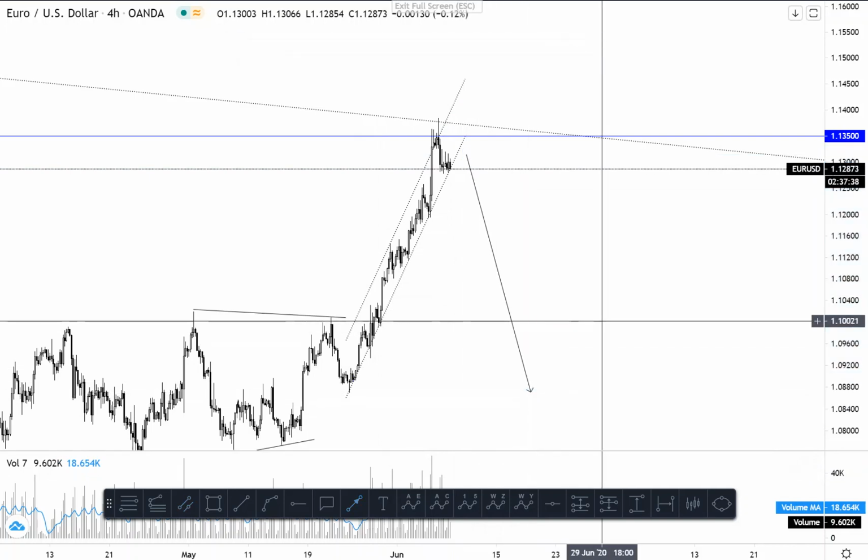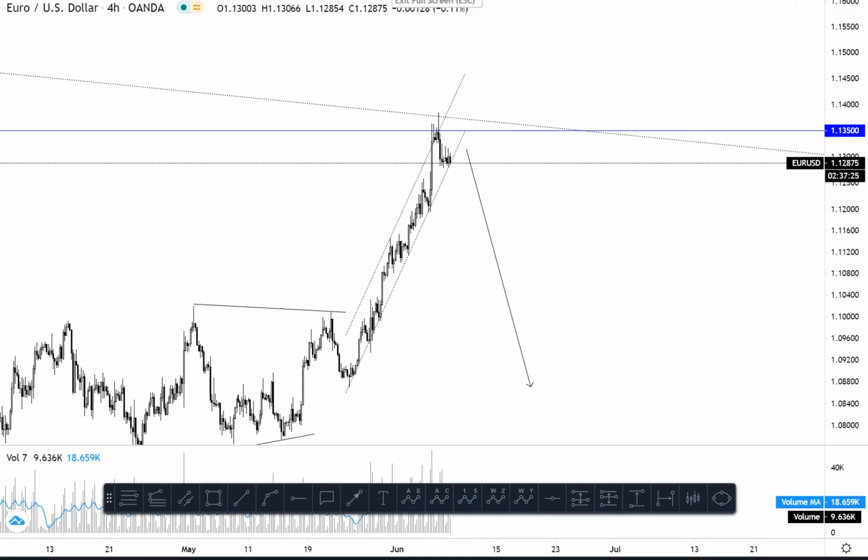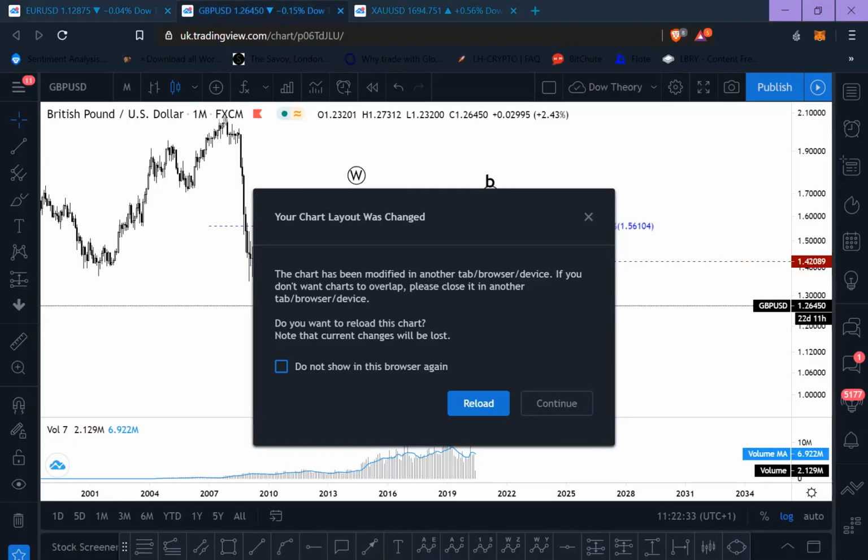This is what I broke down in the pre-market breakdown for the members. Of course, I'm breaking it down for you guys as well to give you guys an insight of what you can expect and how you can play the market in your own perspective and your own hands. Now, let's move on to GBP USD.